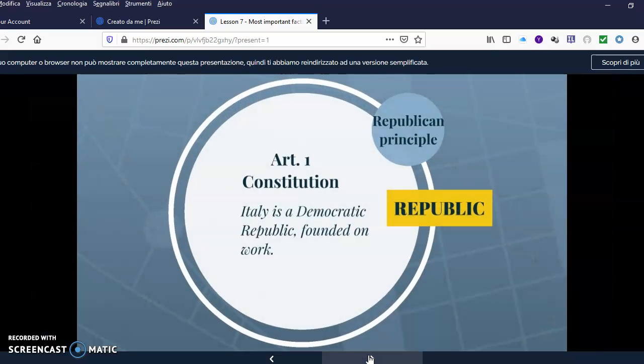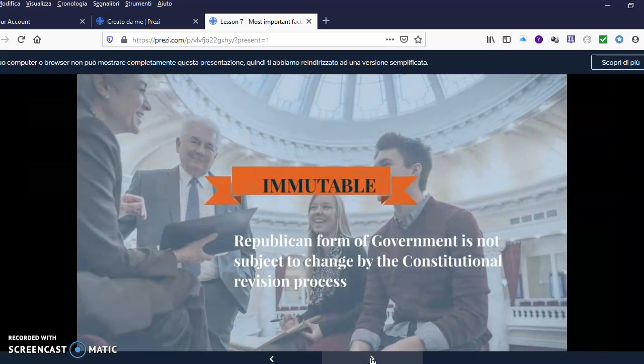Which is Italy's form of government? Italy is a democratic republic founded on work. So the answer to question number 2 is that Italy's form of government is a republic. This is also called the statement of the Republican principle, which together with the democratic principle are the first two principles stated in Article 1 of our Constitution.